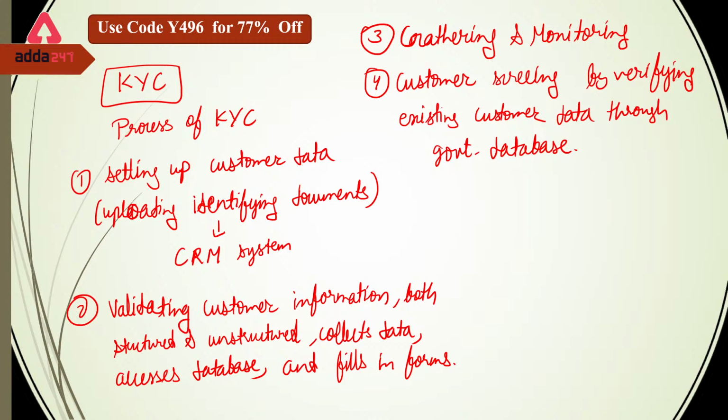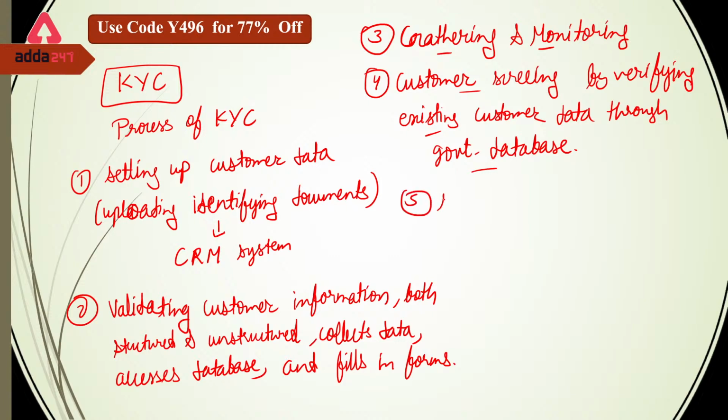So first, we are saying that we are validating the data of the customer we have got. So when you are doing the validation of the data, from where you are collecting the data, you are gathering and monitoring the data of the customer. You are doing the customer screening by verifying the existing customer data through the government database. So whatever data the government is maintaining about that particular customer, you can validate the data from there also. Okay, after that, after validating that, you have to store and manage the data.